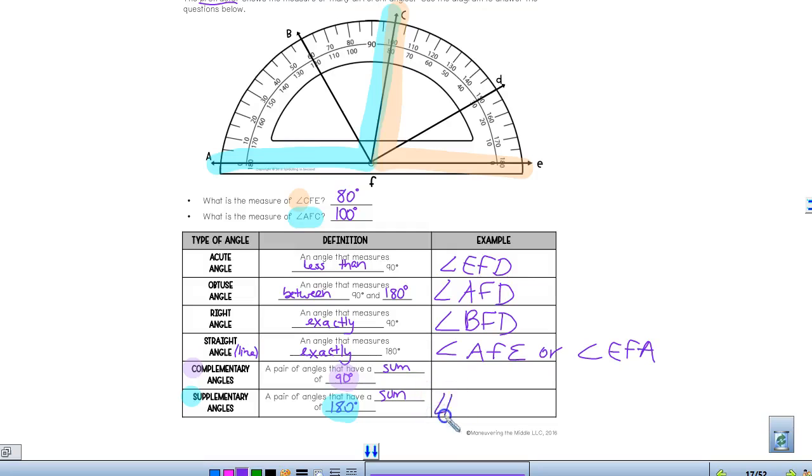So angle AFC, and this is an and symbol, angle CFE. If I were to put this blue angle right here together with this orange angle right here, they're right next to each other, and you can see they share one side. These two angles together would add up to 180 degrees, which is what a supplementary angle is.